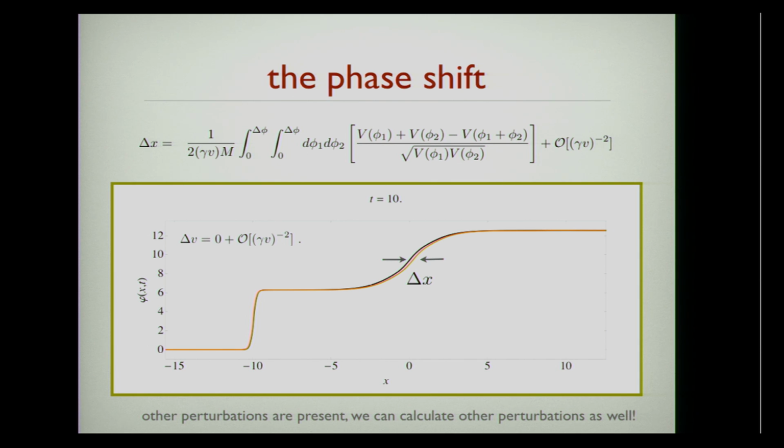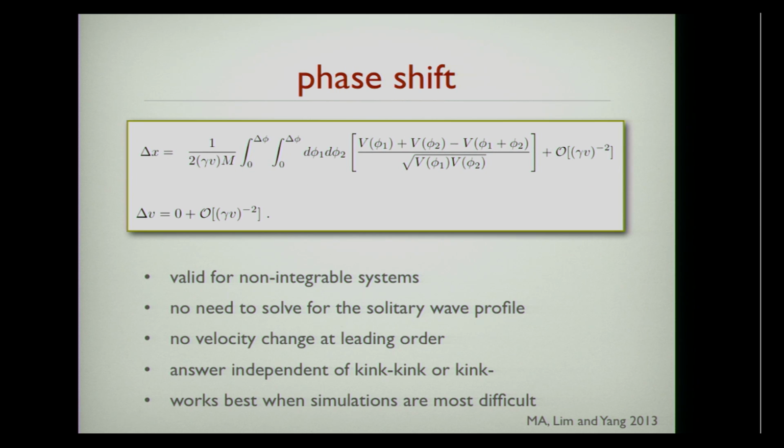It's a highly nonlinear problem, but you can still write down the answer here. These phi1 and phi2 are just dummy variables, and v is just the potential in the Lagrangian. So if you just go to your Lagrangian, you can calculate this. You don't even have to solve the background equation of motion, which is quite nice. And it's valid for integrable and non-integrable systems. It's independent of kink or kink anti-kink.